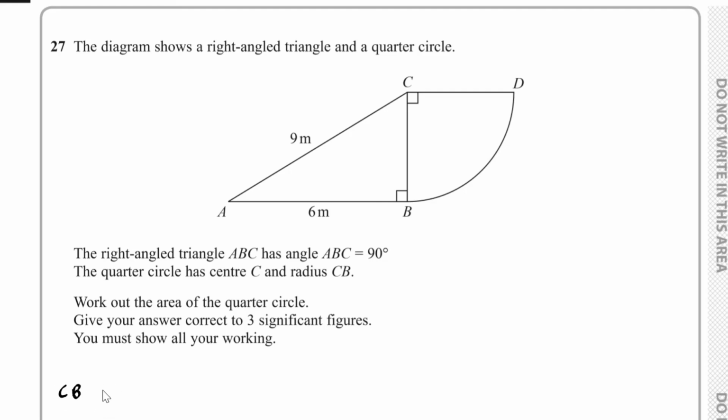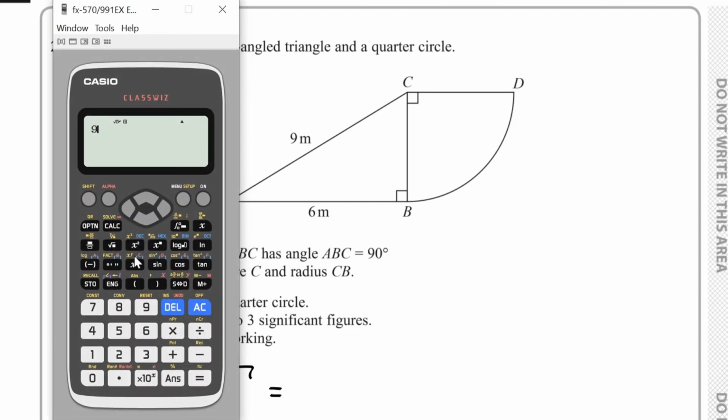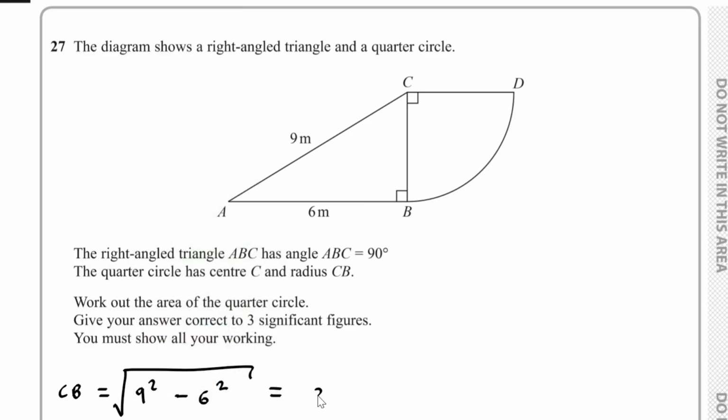And the radius is this length CB, and we can find that out using Pythagoras. So CB is equal to the square root of 9 squared minus 6 squared. If we work this out, 9 squared minus 6 squared, and then square root this, we get 3 root 5. So this length over here is 3 root 5 meters, and therefore this length will also be 3 root 5 meters because the radius is the same.